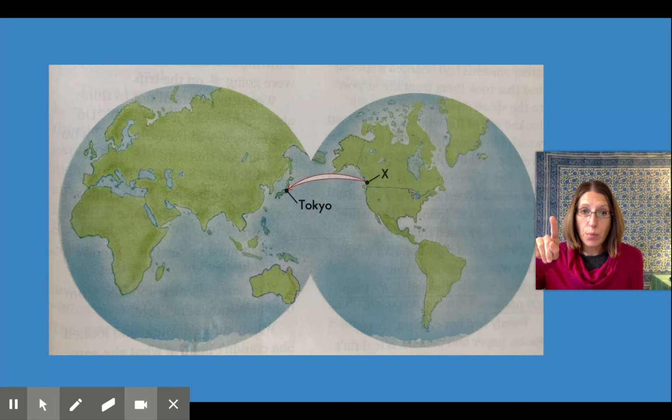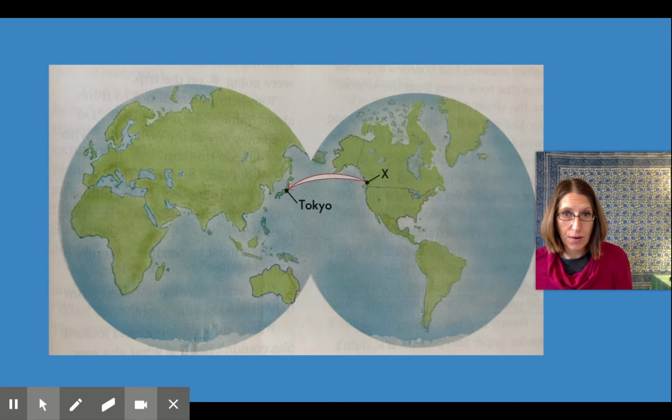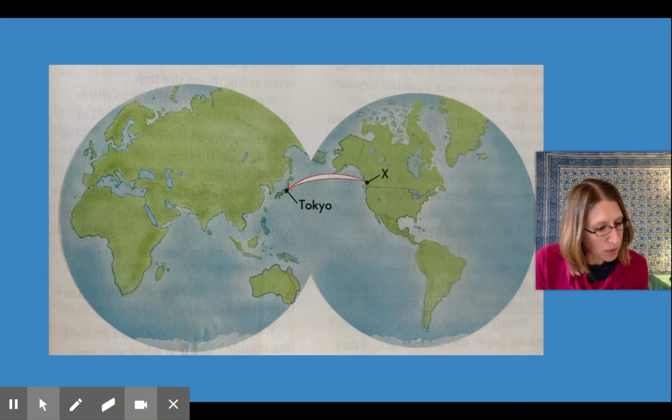And in your book, please trace the route that the jet plane took with your finger. All right. The jet landed in a city in Japan. Name that city. Yeah, Tokyo. Nice job. All right.